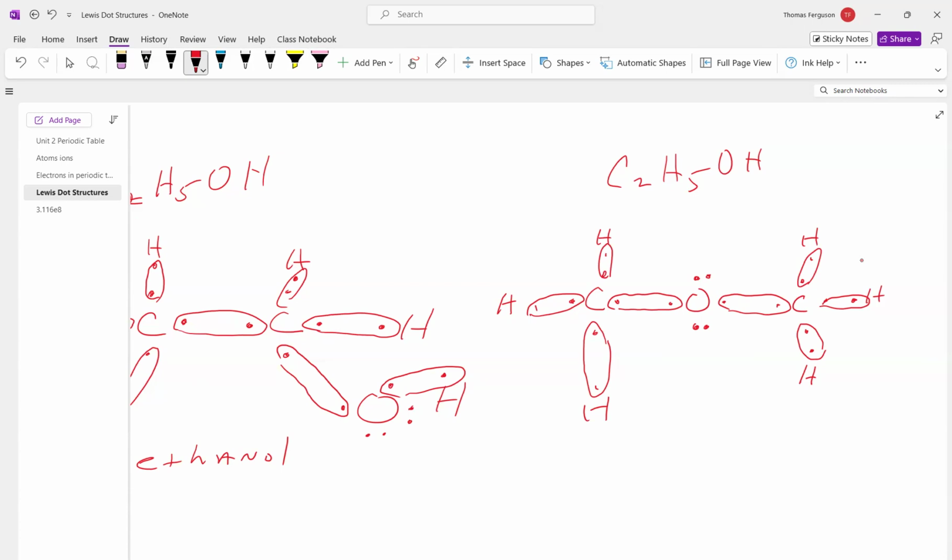Okay, we have octets on everything. Carbon's got 2, 4, 6, 8. Oxygen's got 2, 4, and the 2 lone pairs, 6, 8. Carbon's got 4 bonds, oxygen's got 2, hydrogen's got 1. So it's a legal structure. Yeah.